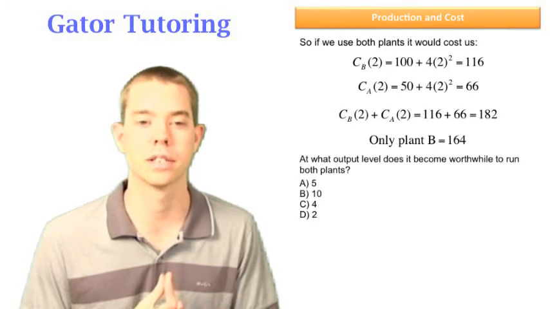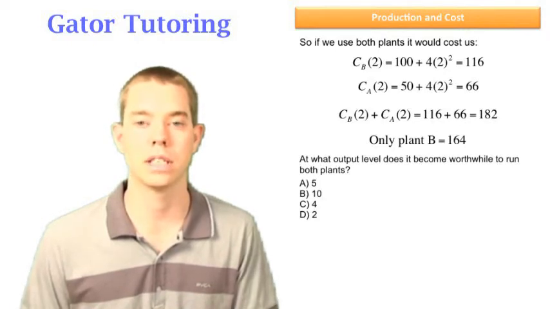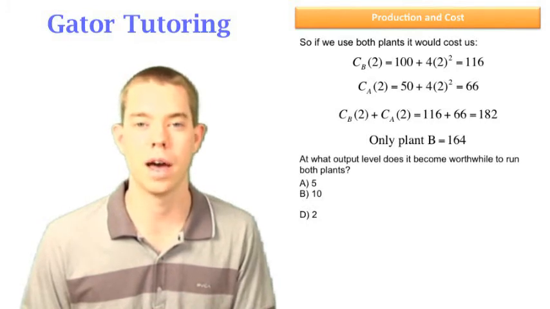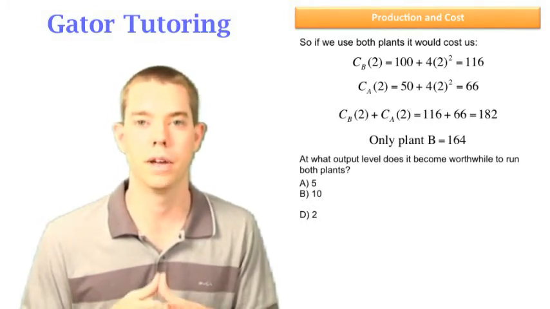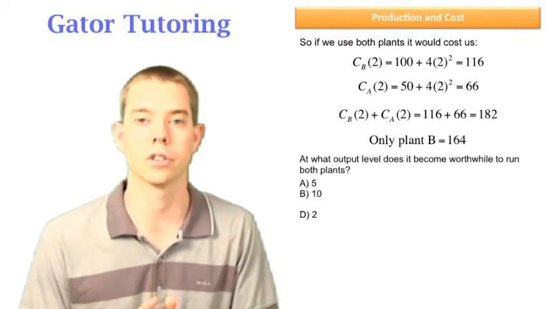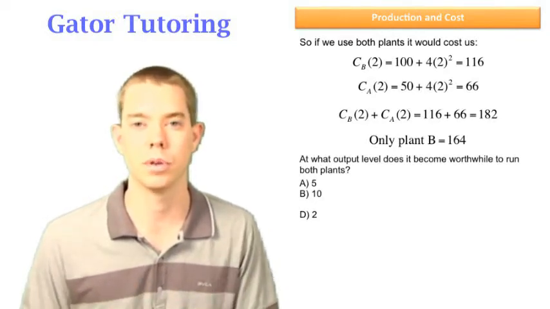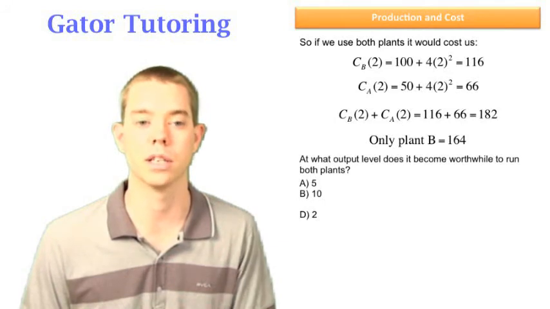The next question says, at what output level does it become worthwhile to run both plants? Well, we already found that C, which says 4, is not going to be worthwhile to run both plants. We already found that we'd only produce in plant B if we're producing 4 units, so we can get rid of that. Anything lower than that, we know is going to also not be right, because if it's not worth it to bring on both plants to produce 4 units, then it definitely won't be worth it to bring on both plants to produce anything less. So D we can get rid of.